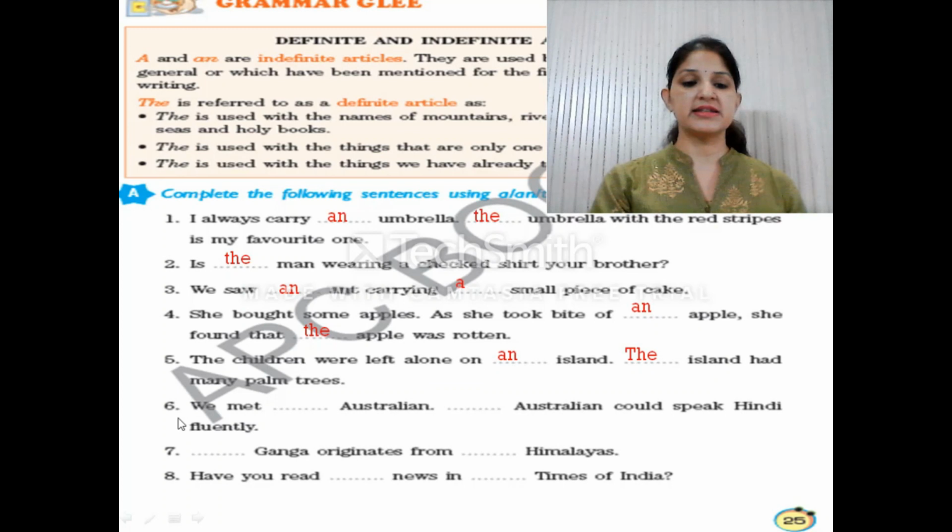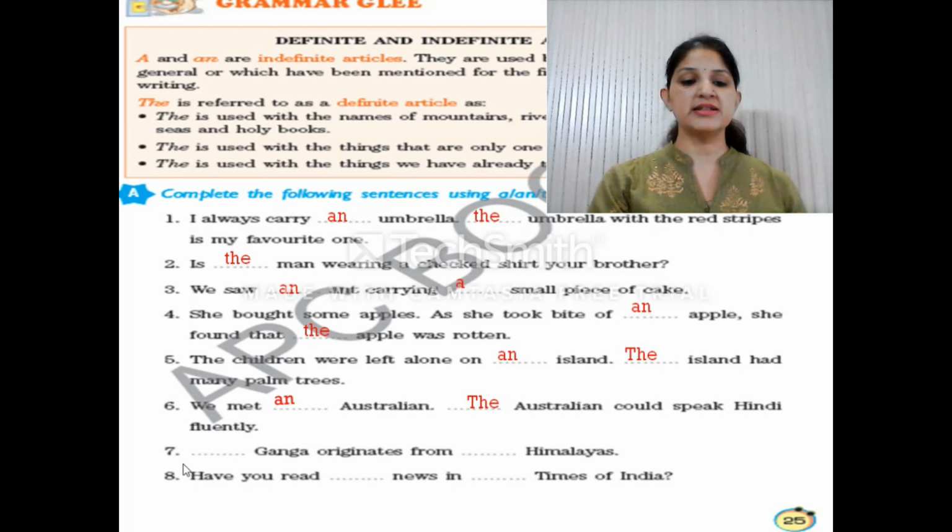Now see the next sentence, we met dash Australian. So with the vowel sound for the first time it is an Australian. Now as we know which Australian we are talking about the second time, for the second time, the Australian could speak Hindi fluently. Now here you know which Australian we are talking about, the Australian that we met. So what will come over here? The Australian could speak Hindi fluently.